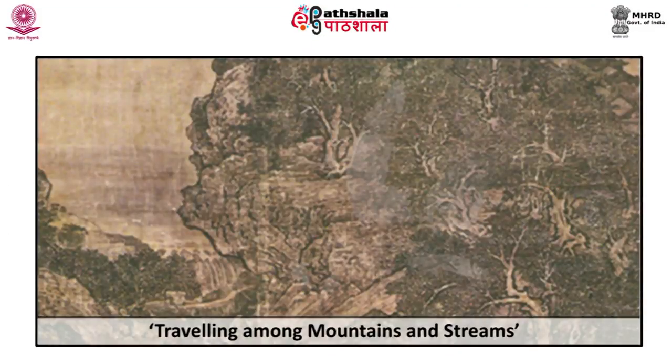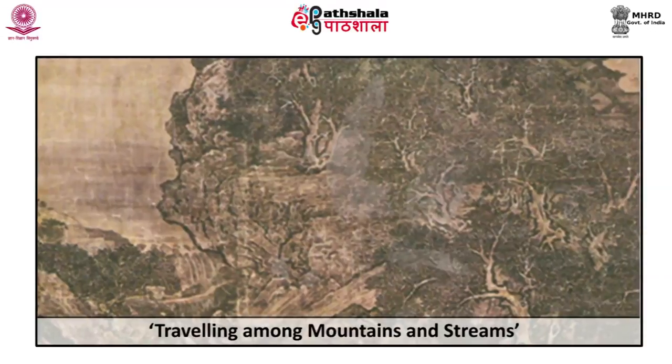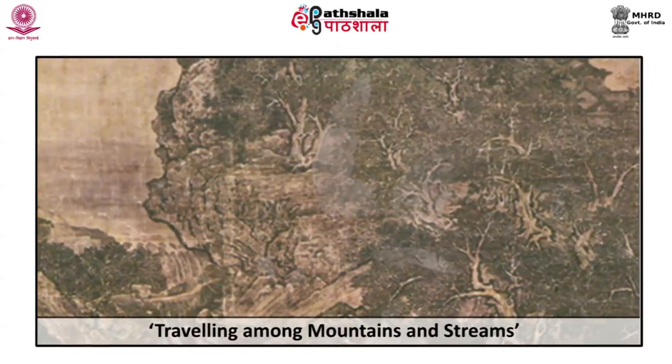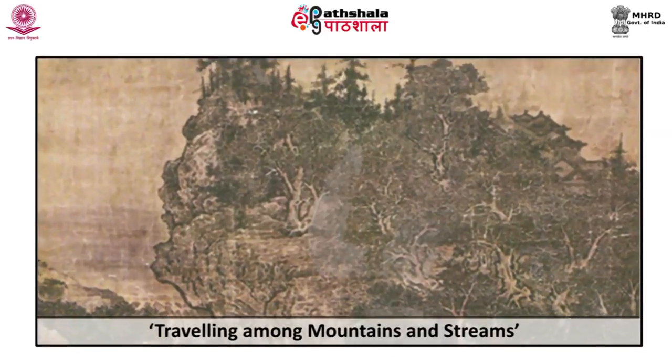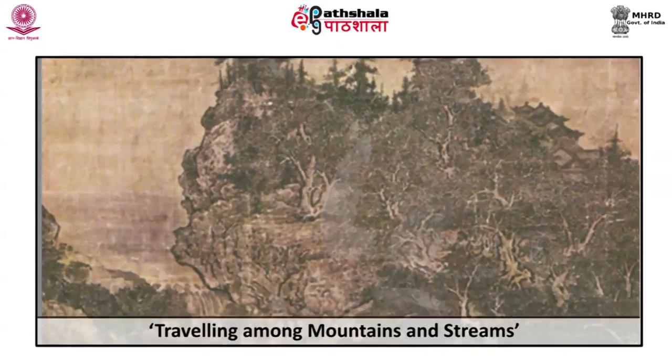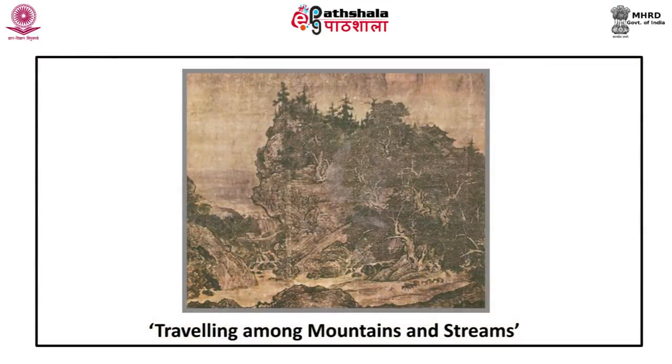The tradition of these great Northern masters is preserved above all in a magnificent hanging scroll of the early 11th century. Traveling Among Mountains and Streams, ink on silk, Northern Song Dynasty, now in the National Palace Museum, Taipei, by Fan Quan. In the scroll, a huge cliff face plunges down to the riverbed. At its foot, a jagged escarpment rises, silhouetted against the mist, with a temple half hidden among the trees in the foreground. Two drovers with their mules emerge from the wood.